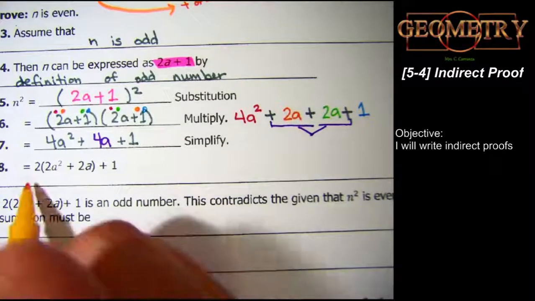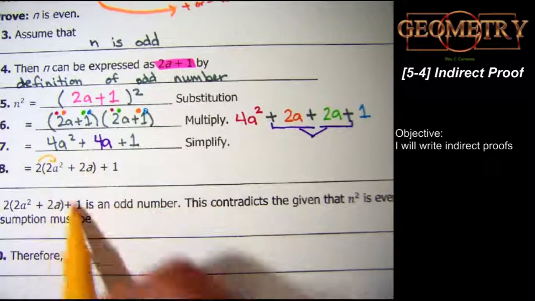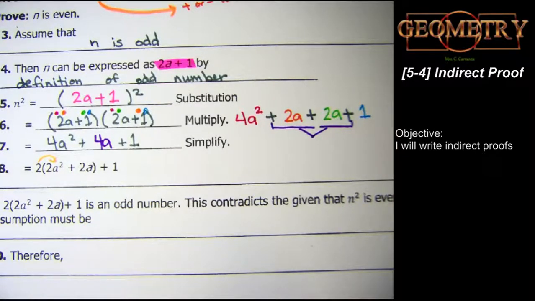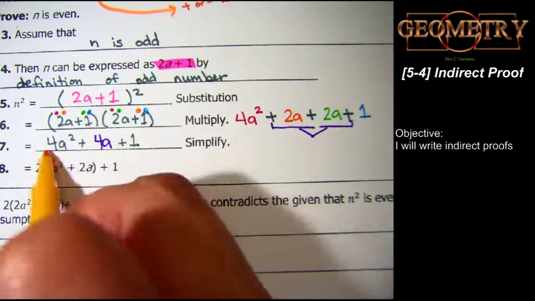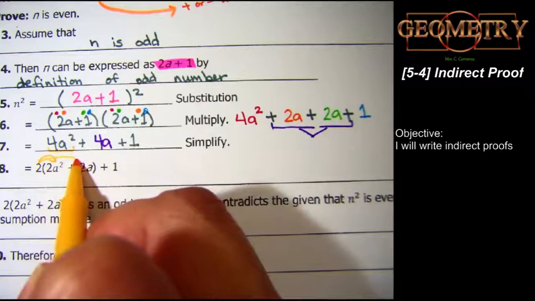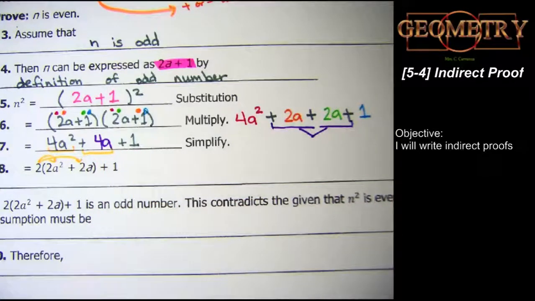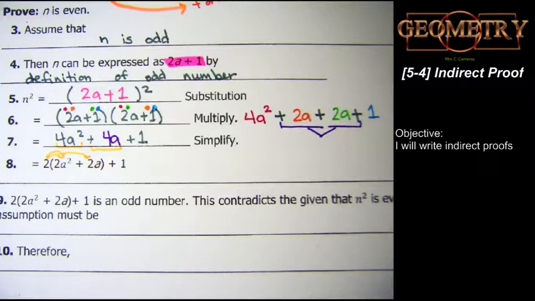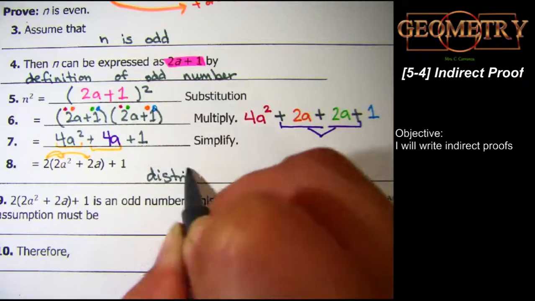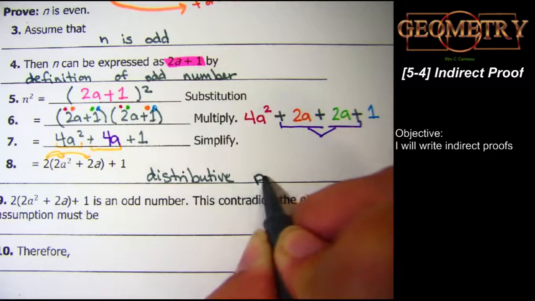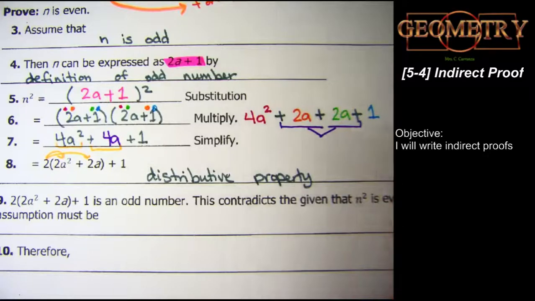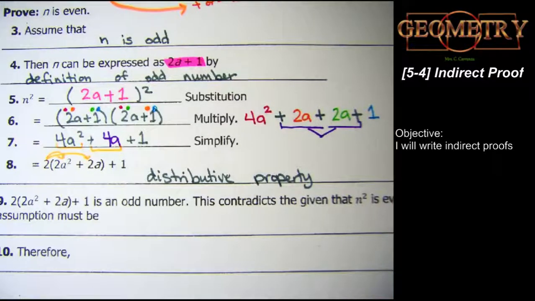But let's look at the big jumble of stuff. 2 times this first piece is 4a squared, this thing. And 2 times the second group of stuff is 4a. If I were to distribute that line, statement number 8, I'd get back to number 7. So we basically just use the distributive property, but in a way that feels like we did it in reverse. When you hit algebra 2, this is called factoring. Okay? So anytime you see something like this, we've done some factoring.